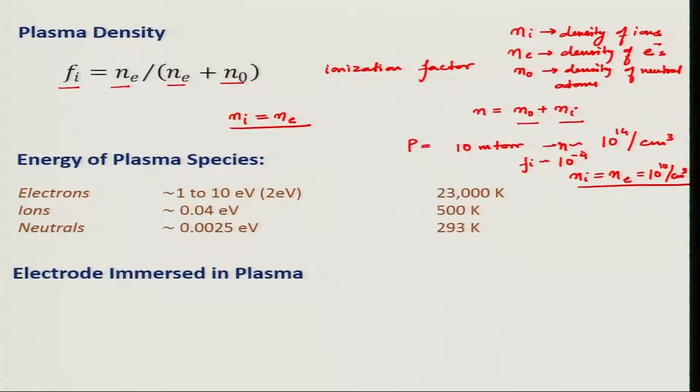Not all the species in the plasma have the same energy. Electrons have most of the energy, of the order of 1 to 10 electron volts, and if you measure their temperature by an expression, that energy divided by the Boltzmann constant, then you will get these temperatures in Kelvin for the different species. So electrons have most of the energy, neutrals are at room temperature and have less energy, and ions have slightly higher energy. So we have this plasma in which we have electrons, ions and neutrals.